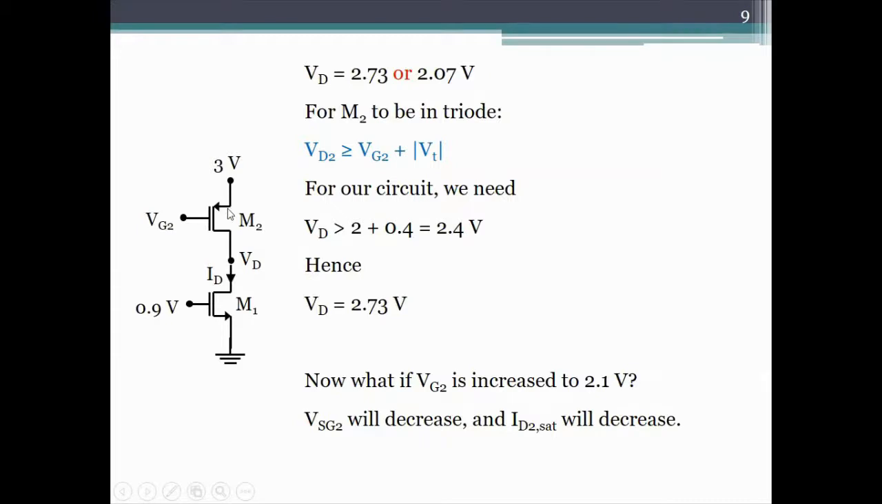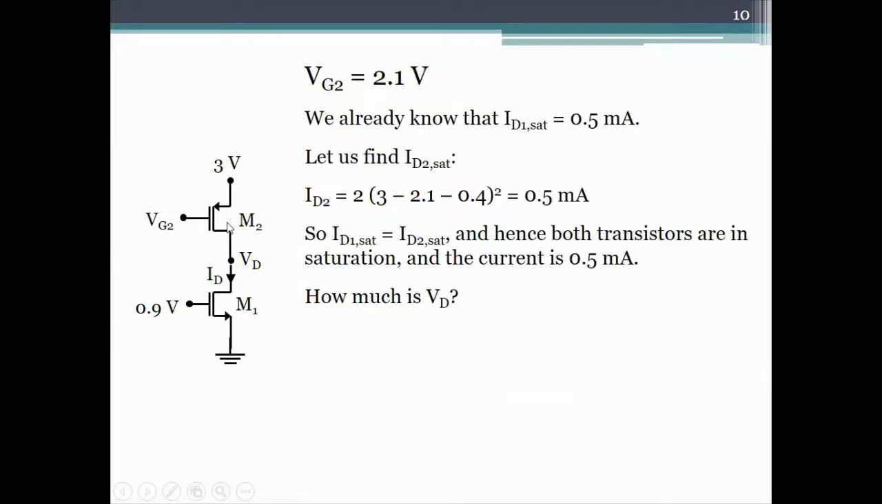So the saturation current of M2 will decrease. Earlier it was 0.72 milliamps. The NMOS current was 0.5 milliamps, so M2 was in triode. Now this current has decreased. So let us calculate that current.